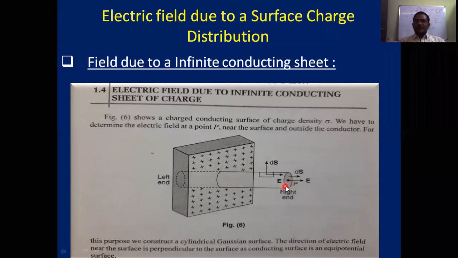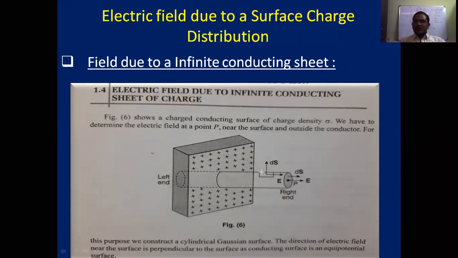So for that, I assumed a cylindrical Gaussian surface. Right. So now the point P lies on this Gaussian surface. Okay. So here the direction of this small area element. So this is some circular end, this is the circular left end, and this right end is also a circular region. The remaining portion is this total curved surface region.